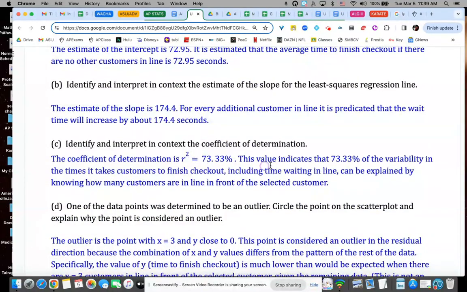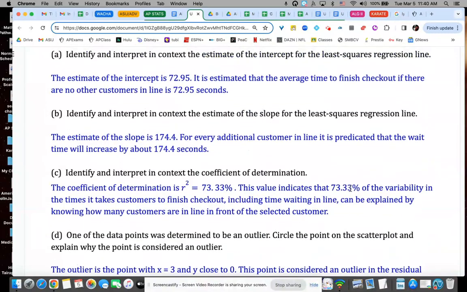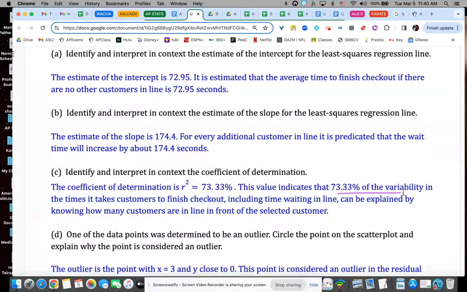So this value indicates that 73.33% of the variability in the time it takes customers to finish checking out, including the time of the waiting line, can be explained by knowing how many customers are in the line in front of the customer, right? So in front of you. Yeah, so it's 73% of the variation can be explained by that association with the number of customers.